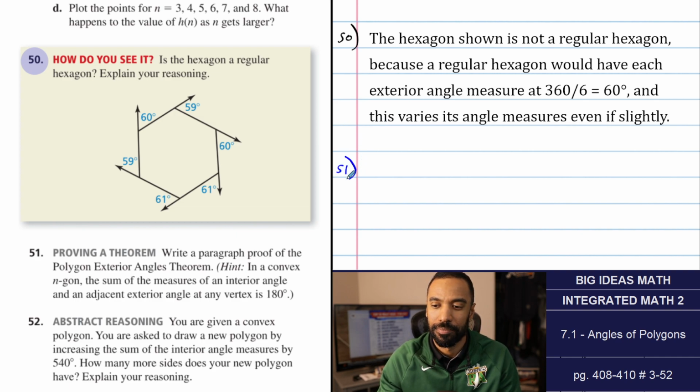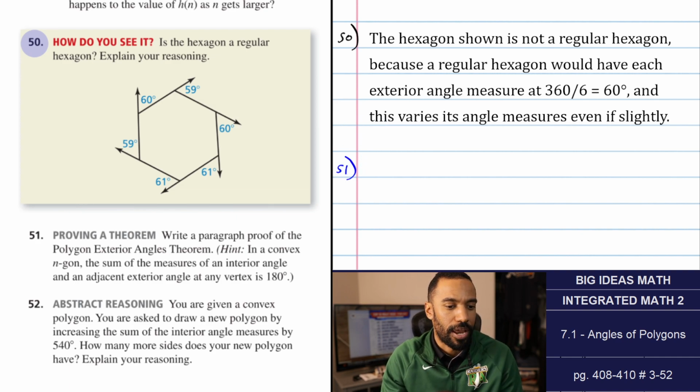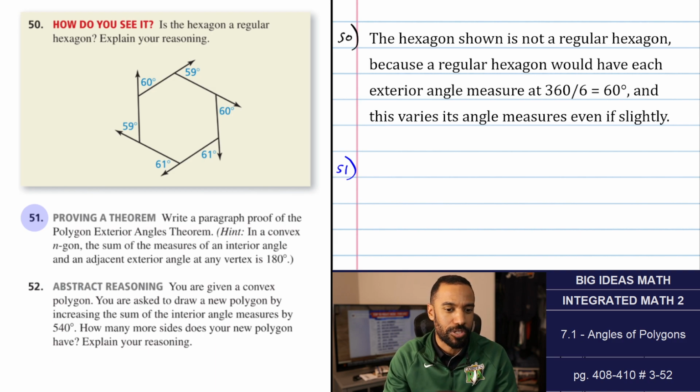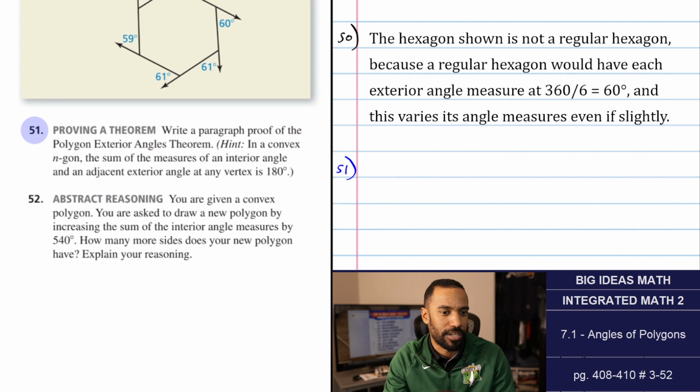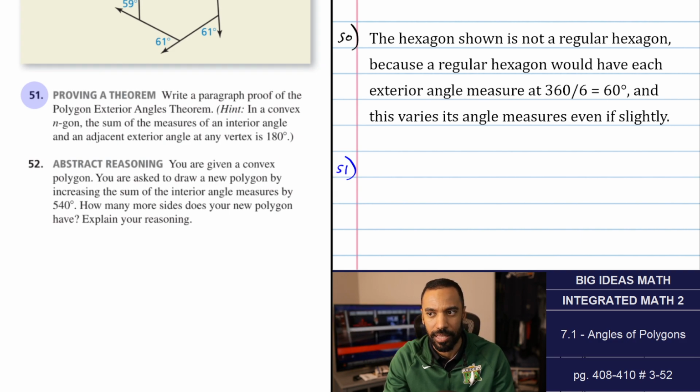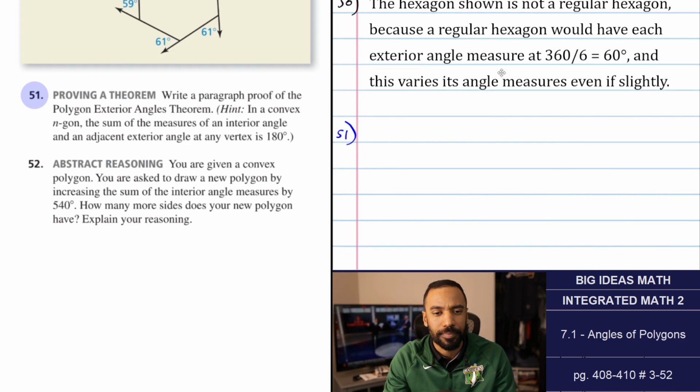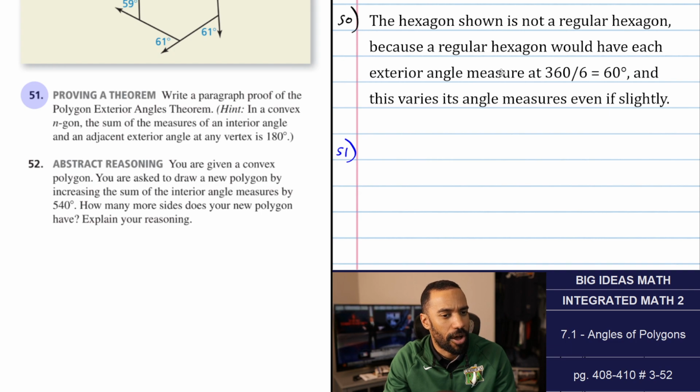Number 51. Proving a theorem. Write a paragraph. See, they finish with proofs. That's kind of where they go. Write a paragraph proof of the polygon exterior angles theorem. Hint: in a convex n-gon, the sum of the measures of an interior angle and adjacent exterior angle at any vertex is 180. That is very true. Write a paragraph proof of the polygon exterior angles theorem.